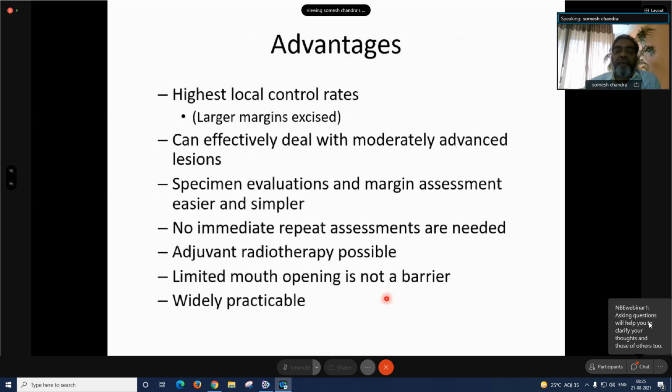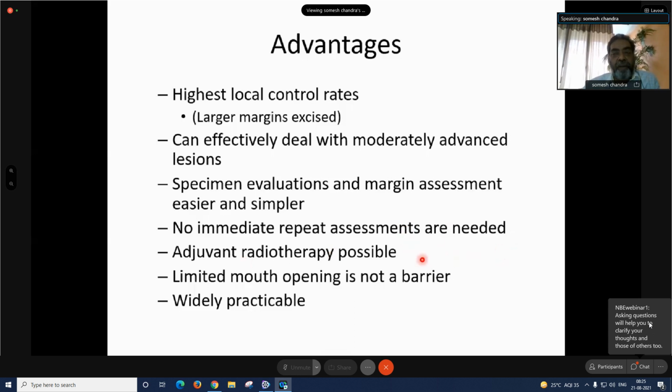The advantages of voice preserving laryngectomies, open procedures, are they have excellent local control rates because we excise larger margins. They can effectively deal with moderately advanced disease, like we have seen. The specimen evaluation and margin assessment is easier and simpler compared to endoscopic laser resections. There is no immediate repeat assessment needed because we know how much we have resected and confirmed that maybe with a frozen section.